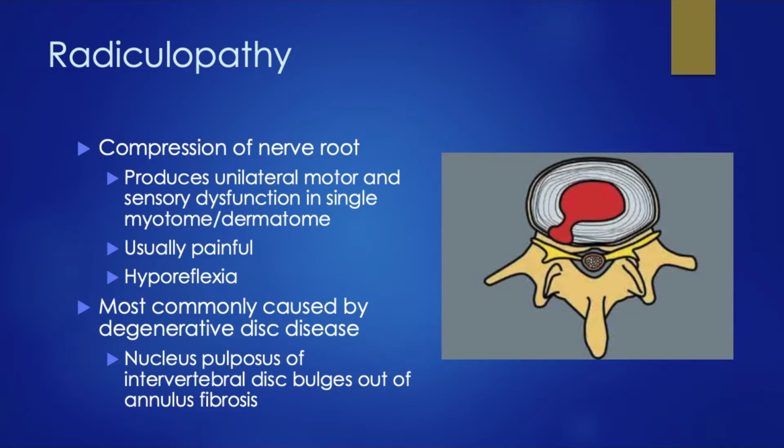The most common cause of radiculopathy is degenerative disc disease, which is when the nucleus pulposus in the intervertebral discs bulges out of the annulus fibrosus surrounding it. The annulus fibrosus is weakest at the 5 o'clock and 7 o'clock positions, so degenerative disc disease produces radiculopathy much more commonly than myelopathy. How can we tell which nerve root is being compressed in a radiculopathy? You can tell based upon the distribution of weakness, sensory loss, and hyporeflexia.